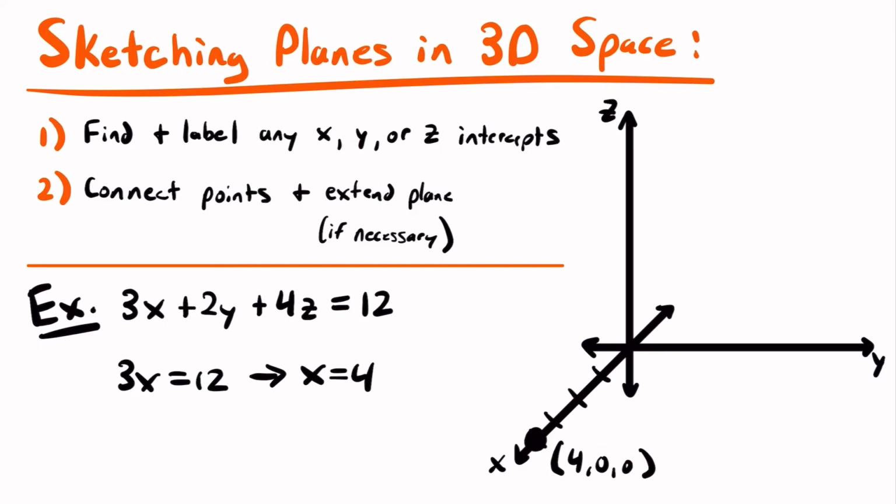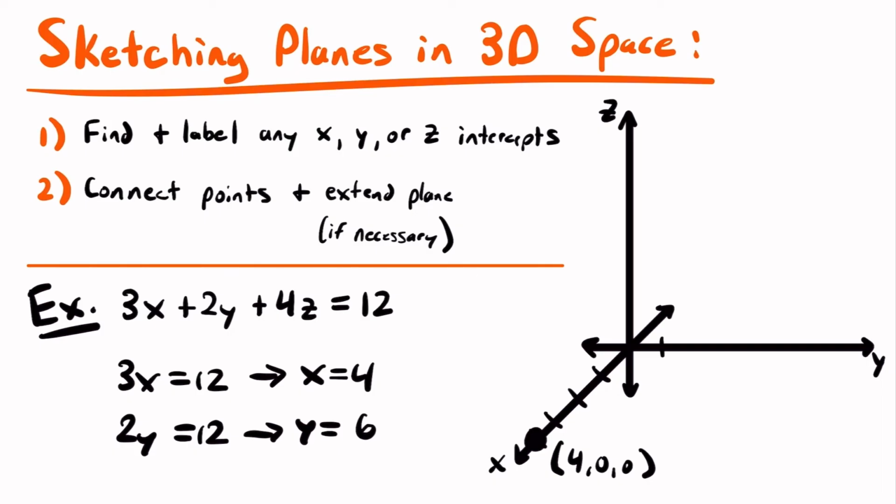To find the y-intercept, we'll set x and z equal to 0, so we can solve for y. Doing that will leave us with 2y equal to 12, right? If x and z are 0, these two terms are just going to be eliminated. They become 0, and so we have 2y equal to 12. Divide both sides by 2, and you will find that y is equal to 6. So the plane cuts through the y-axis at the value of y equals 6.